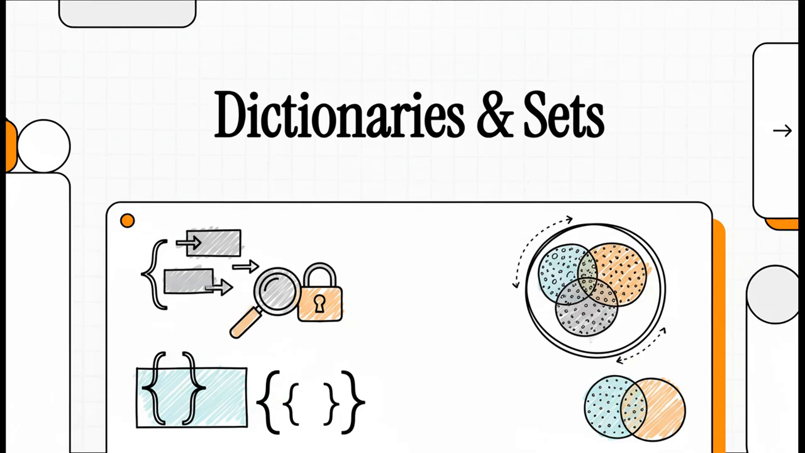Hey everyone, and welcome. So when you're starting out in Python, lists are usually your go-to for organizing data, right? But what happens when you need to find something instantly and you don't know its position? Today, we're diving into two super efficient data structures that solve this exact problem: dictionaries and sets.